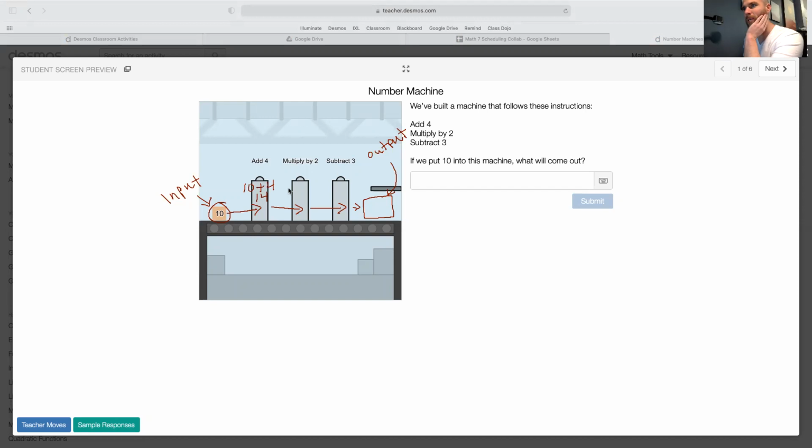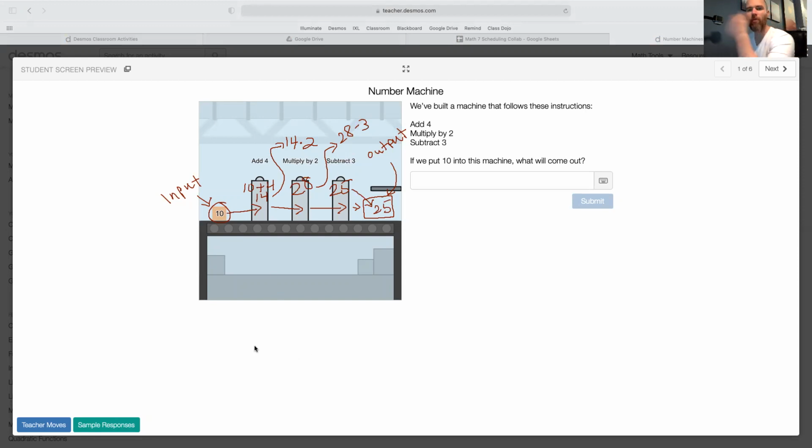Okay, so that 14, I'm going to write up here where you can see better. This 14 goes to the second step where you're supposed to multiply by 2, and so that gets you 28. And then this 28 goes to the third stage where you're supposed to subtract 3, so we do 28 minus 3, that gets us 25. So the output of this machine is 25.